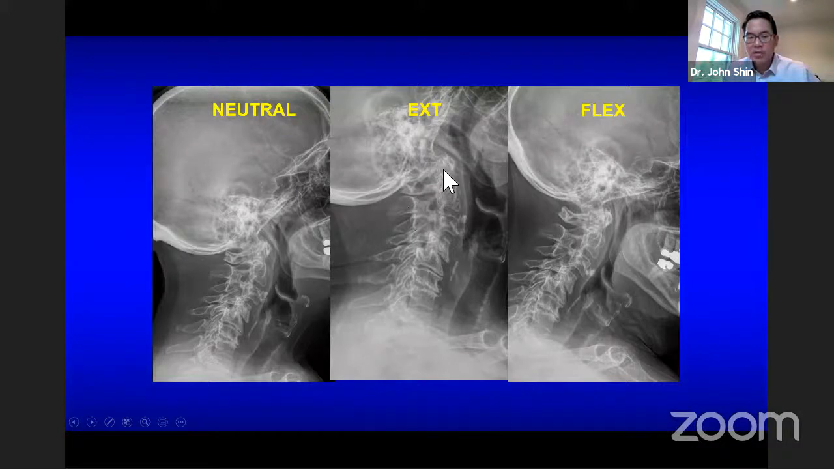But what this patient is showing us is that she's maximally extending and really compensating at that cranial cervical junction. And this is not a good sign. That occipital C2 angle is zero, if not negative, and that demonstrates a significant compensation for that patient.